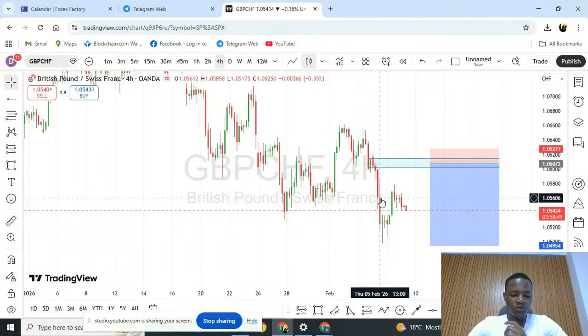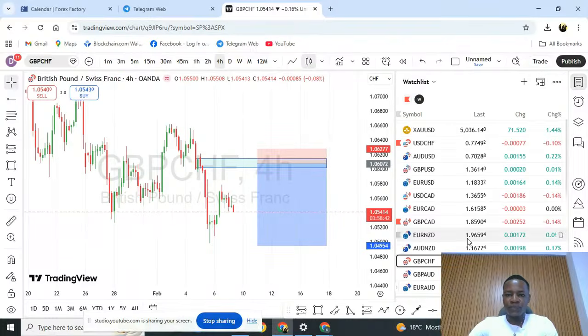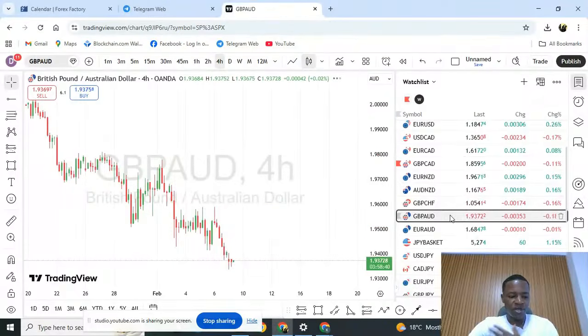And I'll repeat again, for those people who are trading currency pairs, please look for a very good broker with good spread. Okay, GBPAUD is our next pair.